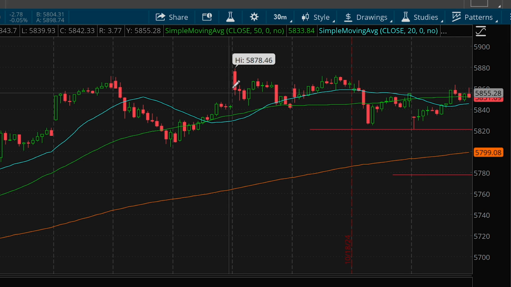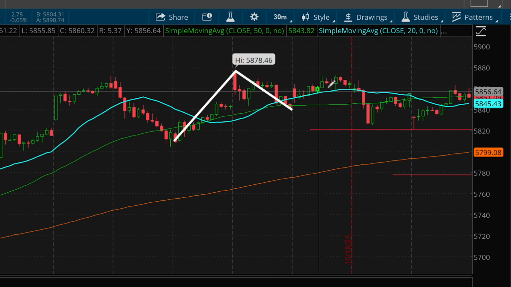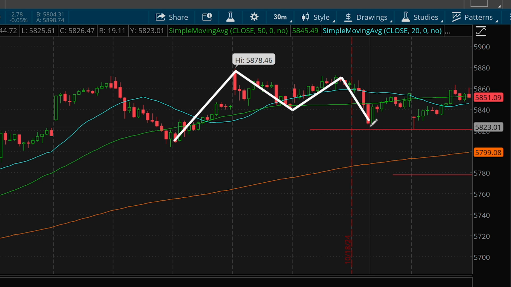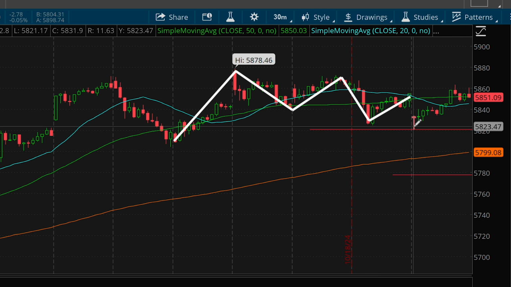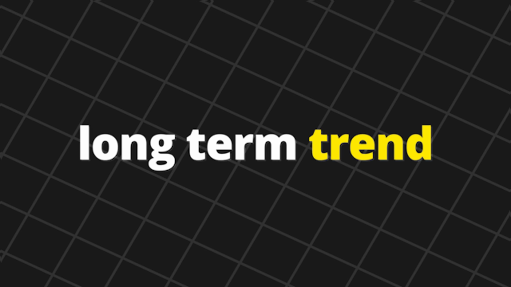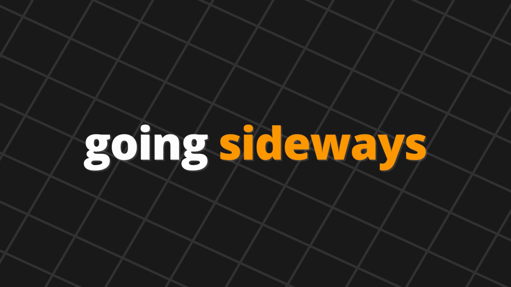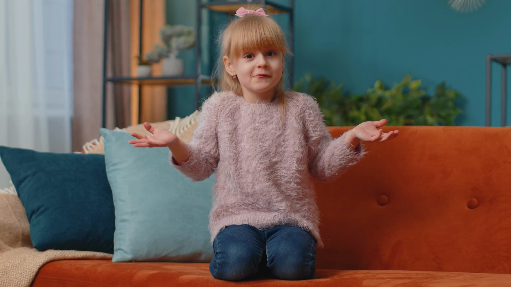We go from a low to a high, to a low, to a high, the same high actually, and then to a lower low, to a higher low, again to the same low, and now to a higher high. The long-term trend is up, and the short-term trend is kind of stagnating, going sideways. But how do we know when to trade?